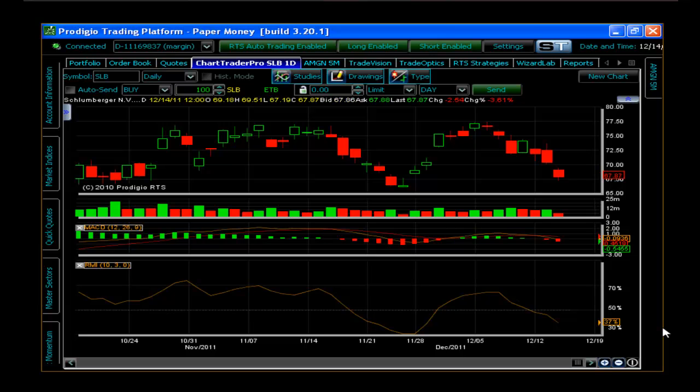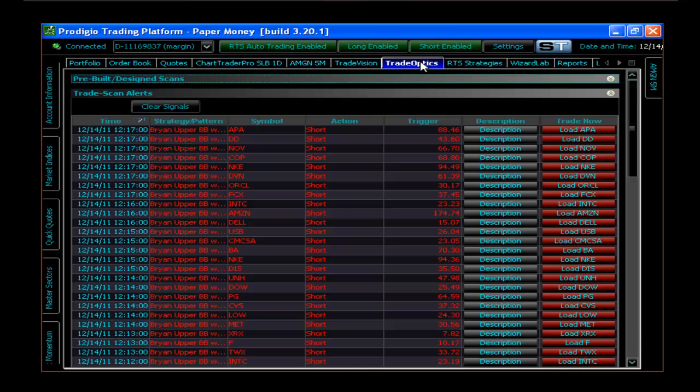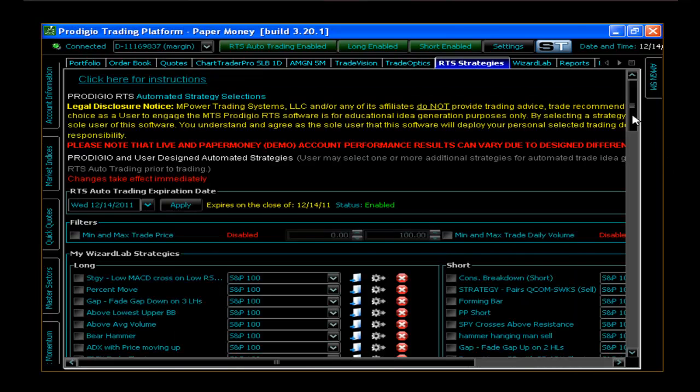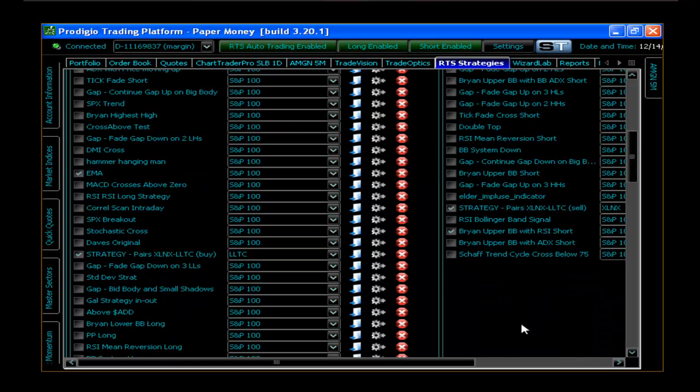Right? So if you start thinking in terms of that, technical analysis gives you the vision to see these things from the numbers. And so what I'm going to explain is how you can use Wizard Lab based off of the chart in order to automate these signals. And where we're going to end up is in Trade Optics, and in RTS strategies, which govern the robotic signals that generate auto trading on the account. Right, so we're going to go there, and then I'm going to show you some of the other features that Prodigio has, which kind of ties it in with the scanning system.